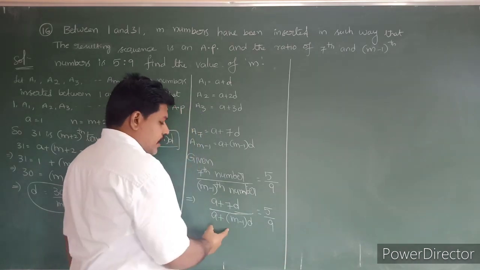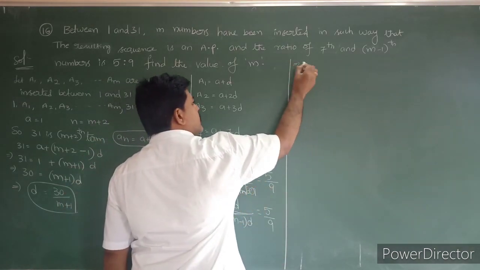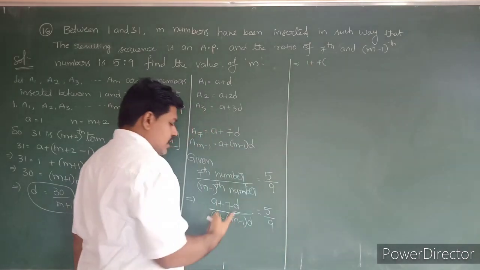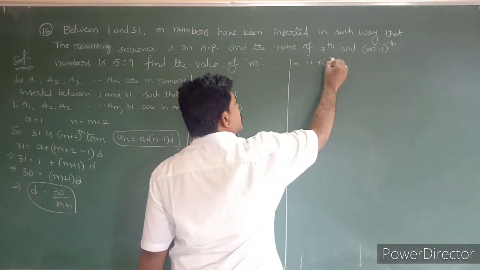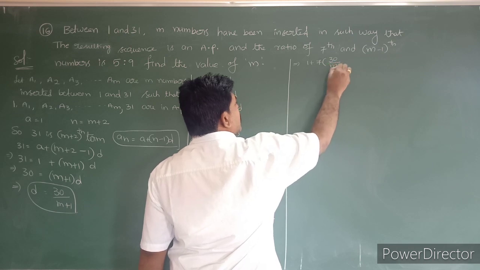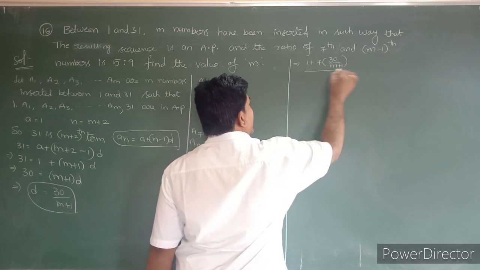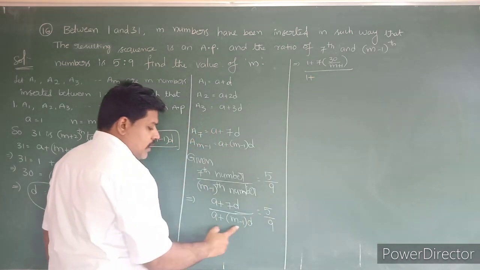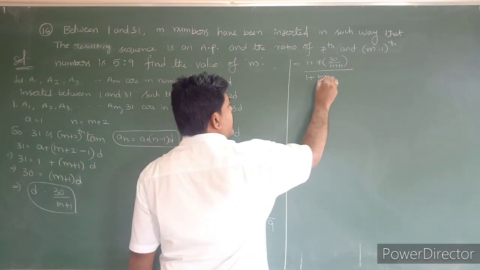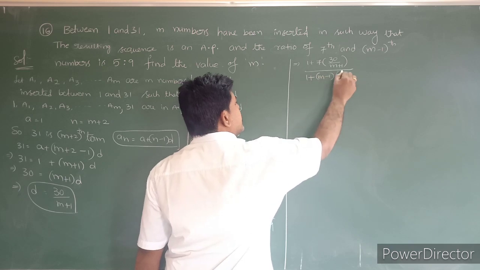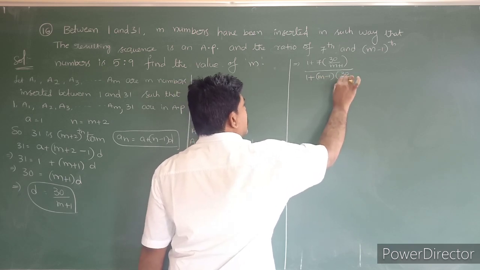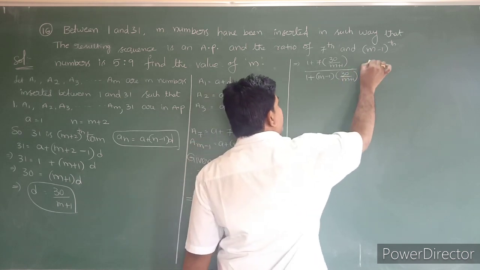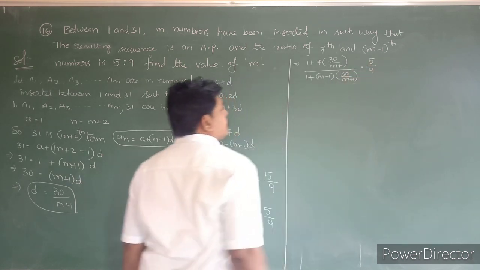See that one. Continue to stay. What will we get? 1 plus 7 into d, where d is nothing but 30 by m plus 1, divided by 1 plus m minus 1 into d. So m minus 1 into d is 30 by m plus 1. So that is equal to 5 by 9.